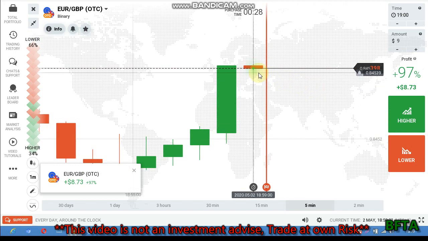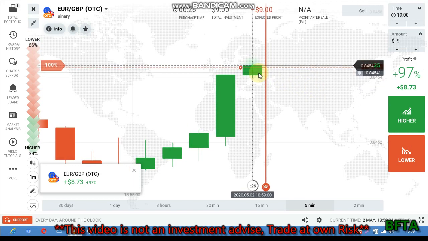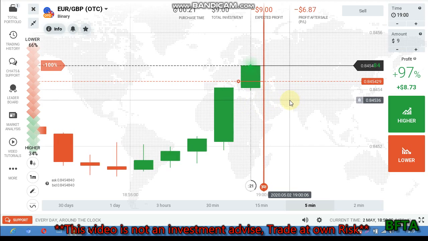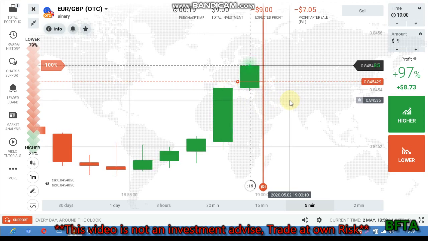The Marubozu, I'm going to place a put option. I place a put option because of this Marubozu candle. So buyers will reverse the market, and the sellers will enter the market.